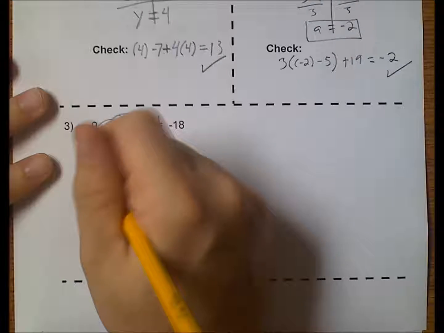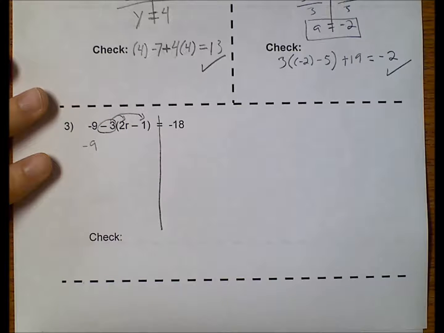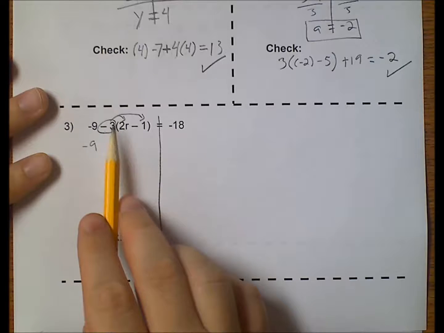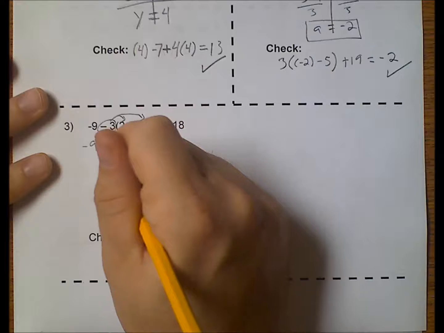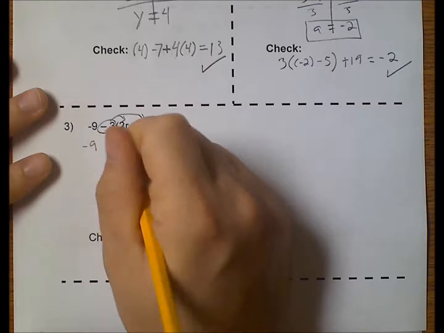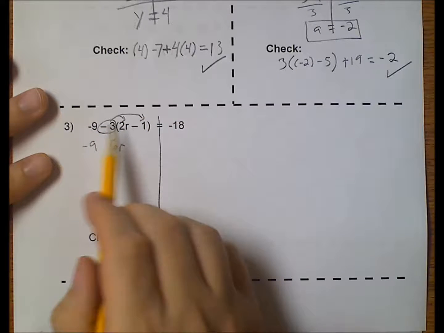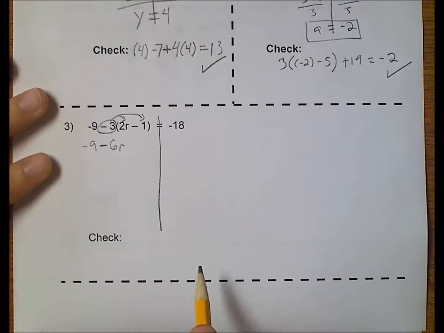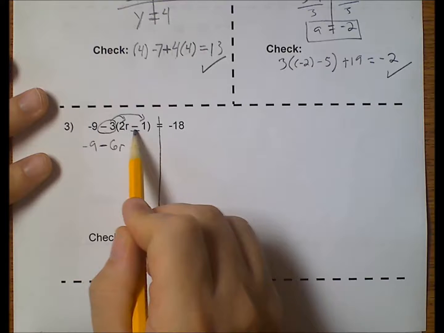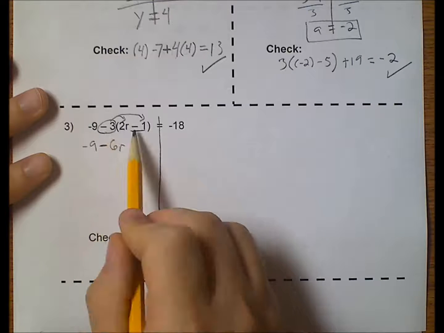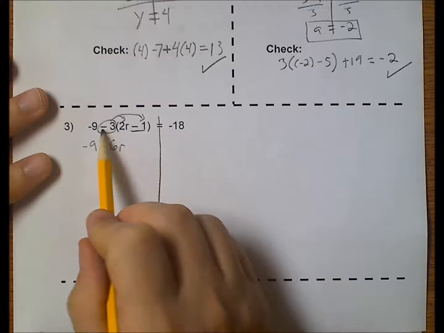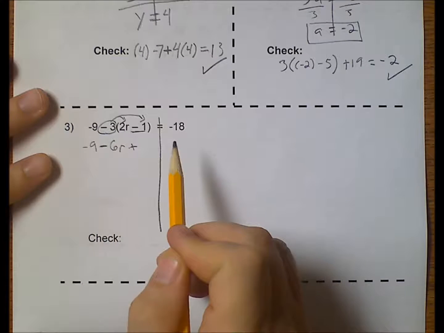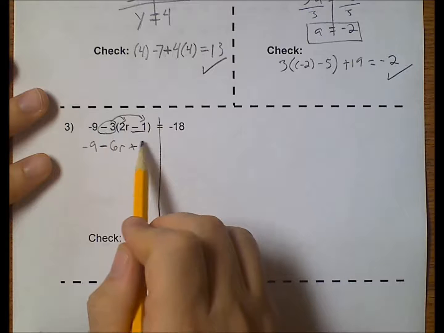Well, the 9 doesn't change. Now a negative 3 times 2r, well 3 times 2 gives me 6r, and it's a negative times a positive, so I stick with my negative. And now I have this negative 3 times a negative 1. Well, negative times a negative makes a positive, and 3 times 1 is 3.